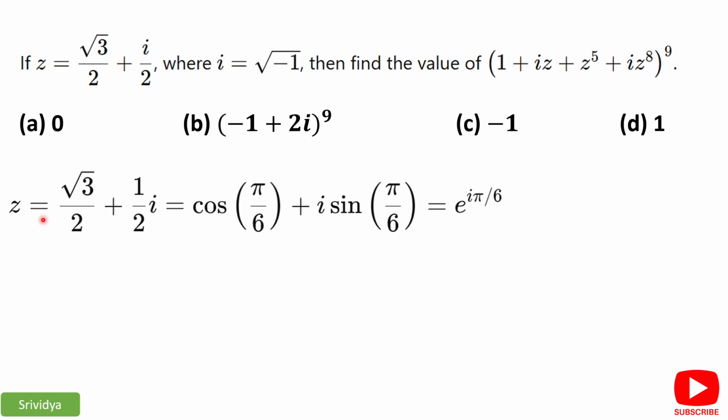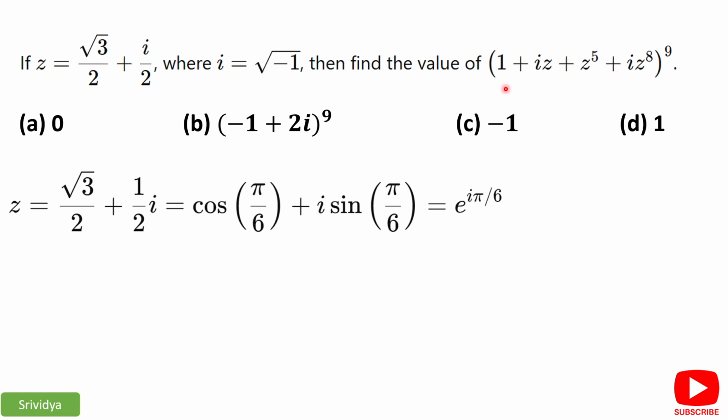It is given that z is equal to root 3 by 2 plus 1 by 2 into i. When we express this z in polar form, we get cos pi by 6 plus i sin pi by 6. In the exponential form, it is e to the power of i into pi by 6. We are supposed to simplify 1 plus iz plus z to the power of 5 plus iz to the power of 8 whole to the power of 9.